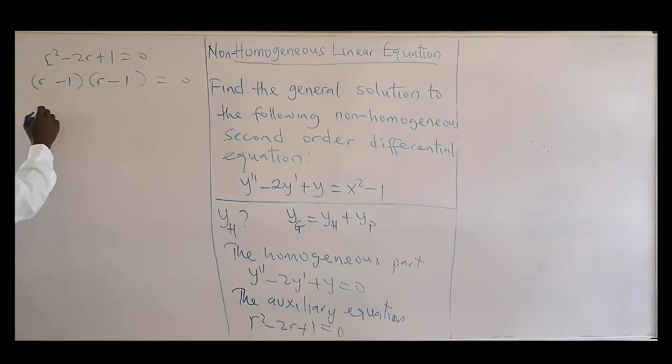So that means our R is equal to each other. This is a repeated root. R1 is equal to R2, which is 1.